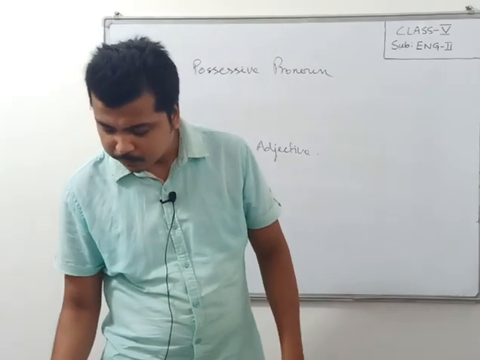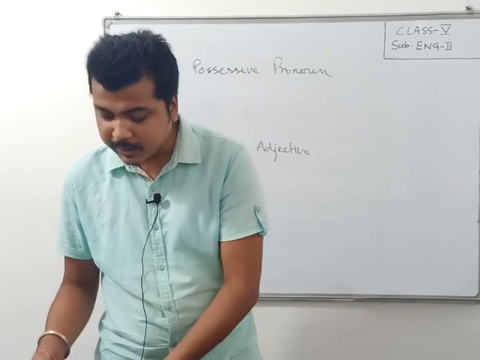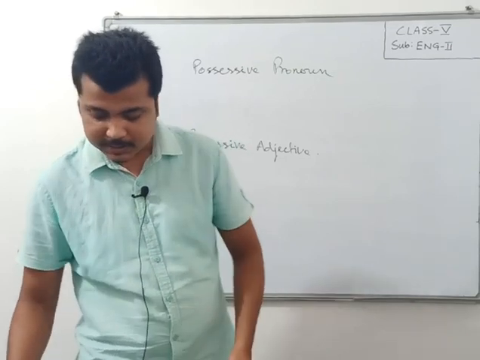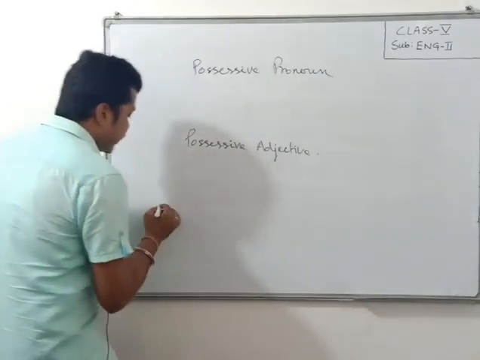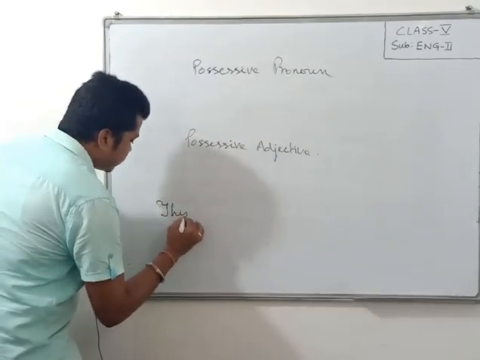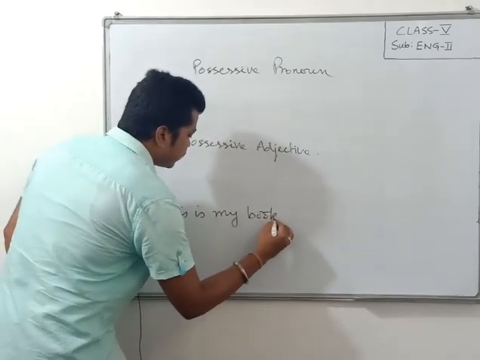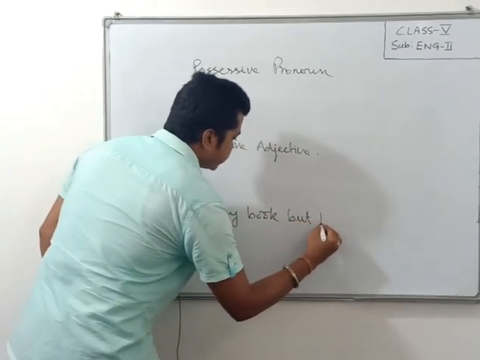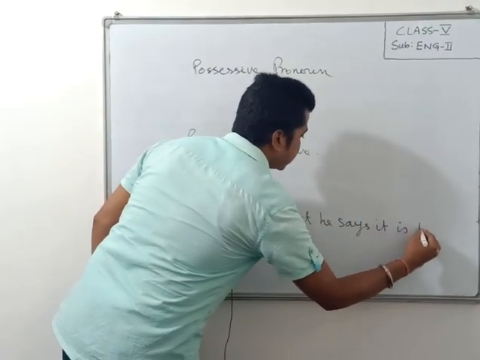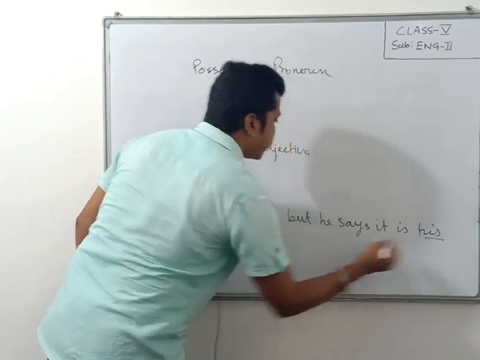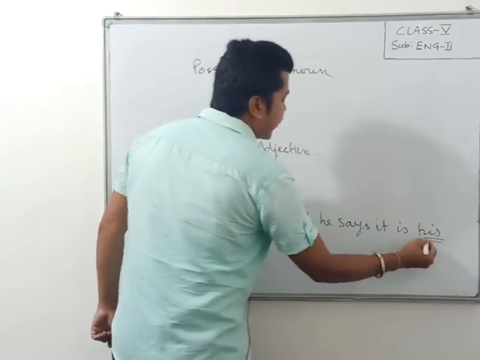Now let us see what is given in your question. This is my book, but he says it is his. Question number 1. Suppose this question is given: this is my book, but he says it is his. So here your underlined pronouns are his and my, isn't it? His and my are underlined.